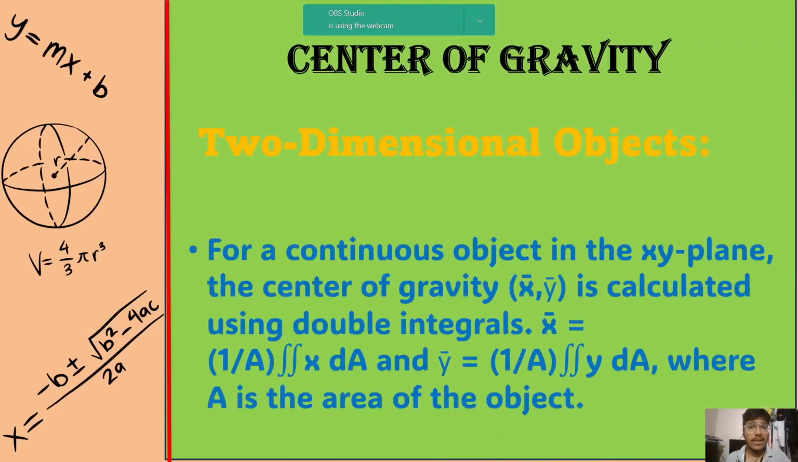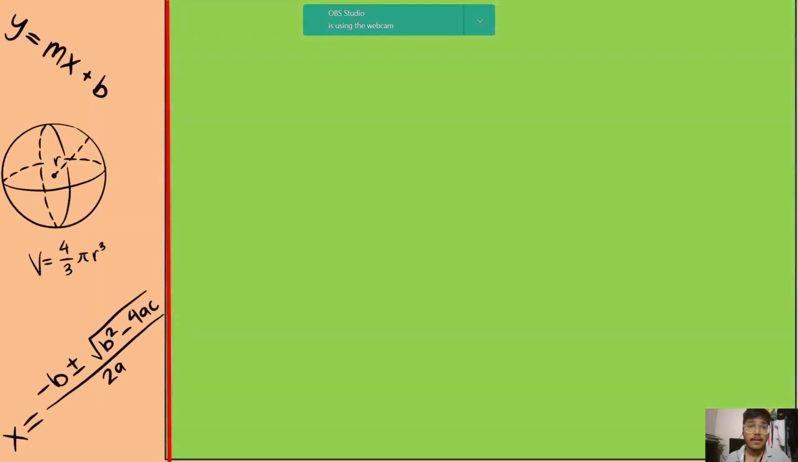Now, our second topic of the day, the main topic, which is center of gravity. When we are talking about center of gravity, let's deal with two-dimensional objects first. For a continuous object in the xy plane, the center of gravity is calculated using a double integral: x-bar is equal to 1 by A times the double integral of x dA, and y-bar is 1 by A times the double integral of y dA. What is A here? A is the area of the object, and this is the formula for it.